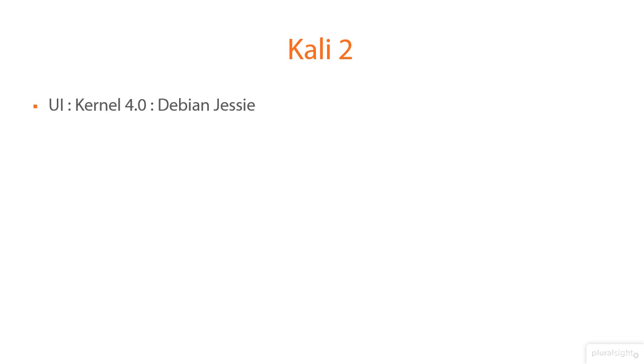The big change is in the graphical user interface. The operating system is using the kernel 4.0, which is based on Debian Jessie. Also, the Kali team improved the hardware drivers coverage, and now they support a variety of desktop environments like GNOME, KDE, XFCE, Mate, E17, LXDE, and so on. Let's take a look at this new operating system.